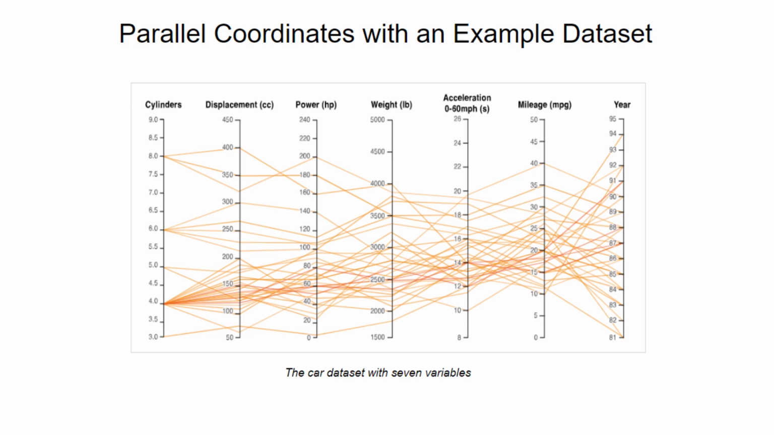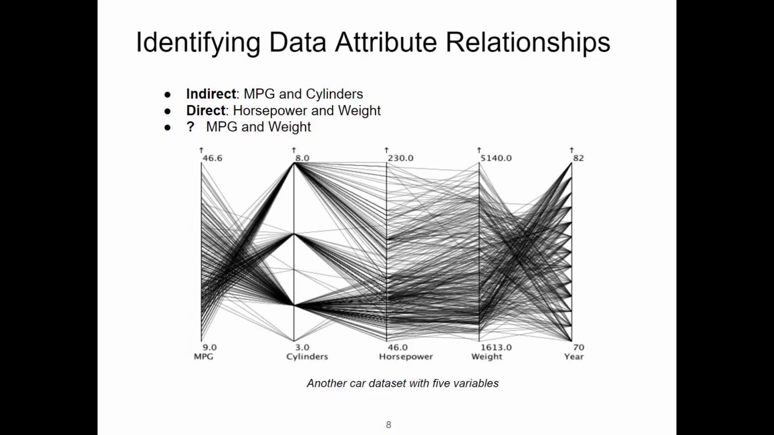Starting with the top left of the image, we can read from left to right. For example, the first 3 car models have 8 cylinders. And then, if we follow the top edge, we can see the first car has a 400 displacement value. If we continue tracing this edge, the power value is 160, the weight value is 4000, and the acceleration value is 14.